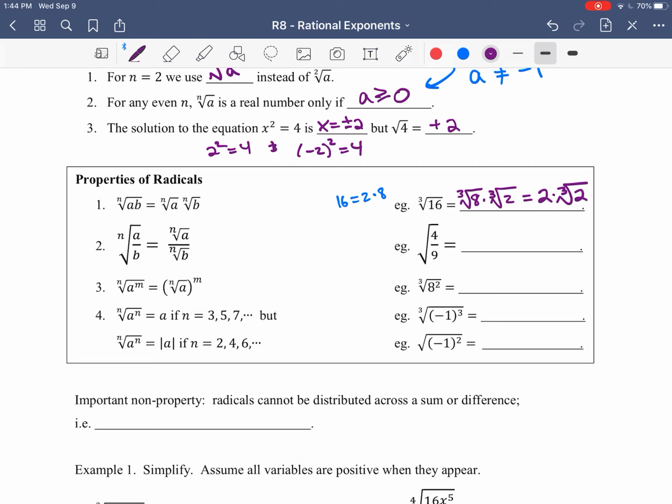If I want the square root of 4 over 9, I can write this as the square root of 4 over the square root of 9. And I know both of these numbers. So that's going to be 2 over 3.